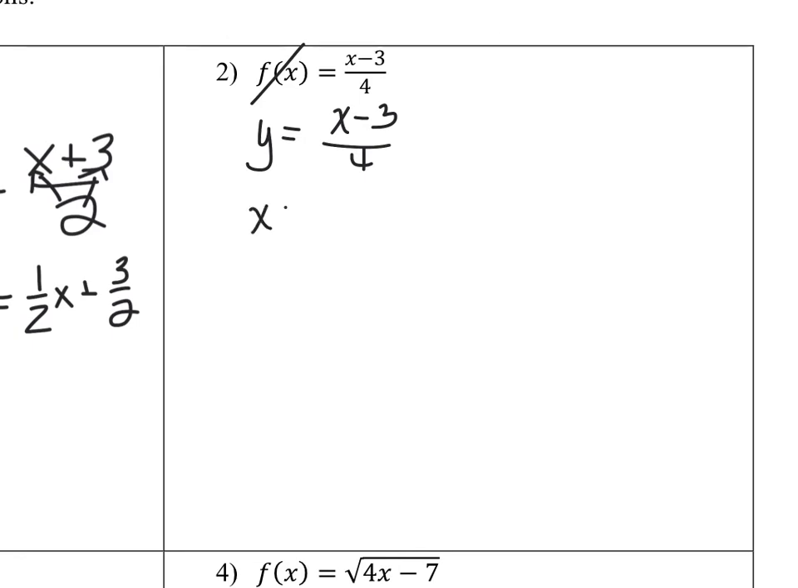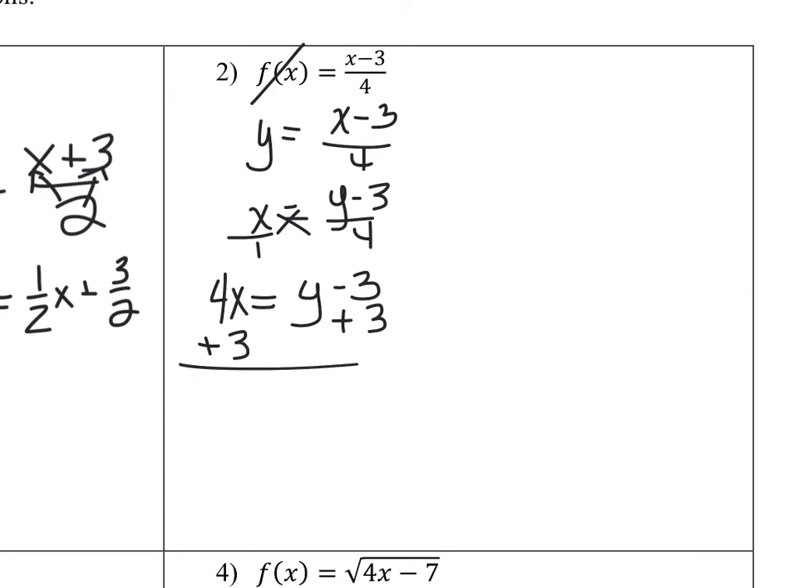So x equals y minus 3 over 4. I like to cross multiply here. You can multiply both sides by 4. It's the same thing. So it's 4x equals y minus 3. This one is a beautiful problem. So it's 4x plus 3 equals y. So I'm just solving each of the equations for y.